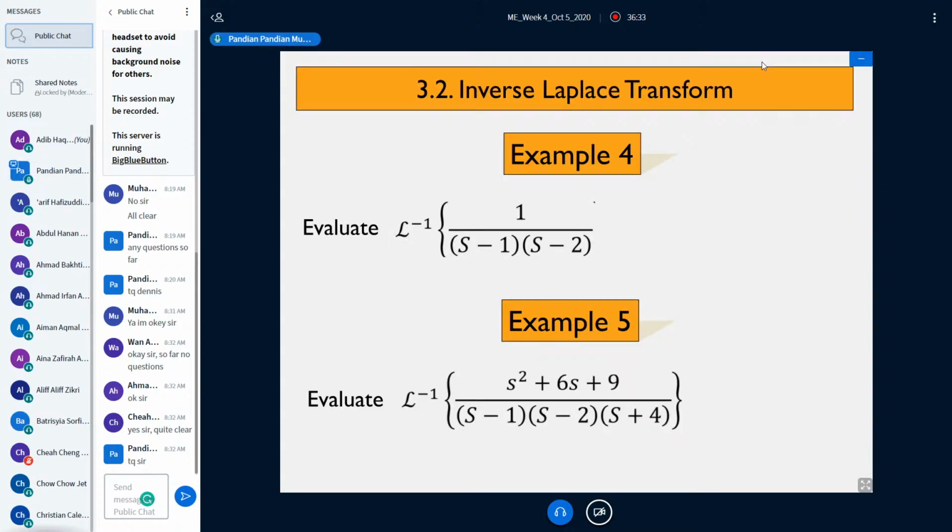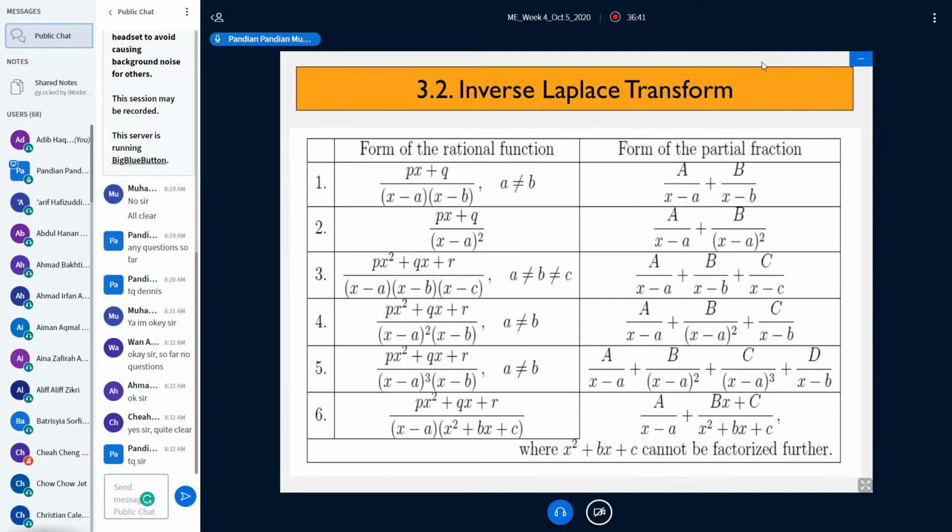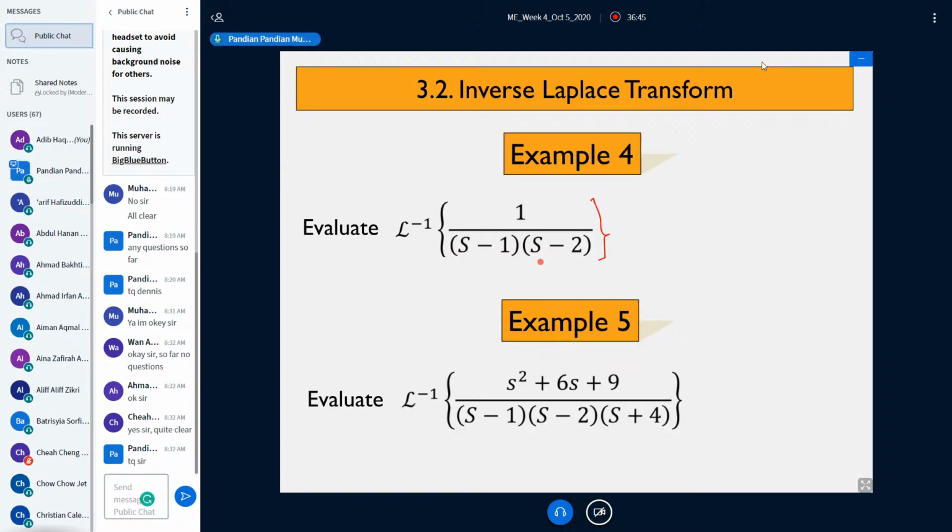Okay, now we move on to this. This one, the symbol is missing here. Okay, for this, I explain to you first. Evaluate inverse Laplace 1 over s minus 1 multiplied by s minus 2. So there is no straight formula. If you look at the table, there is no formula for this.